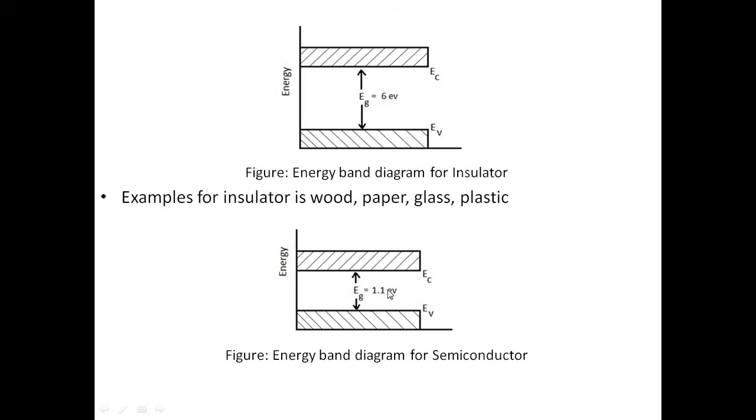The energy gap, or the forbidden energy gap, in case of a semiconductor is 1.1 electron volt. And the best examples for semiconductors are silicon and germanium. These are the two popular materials which are used to manufacture semiconductor devices. Each one has its own advantages and disadvantages, but the most popularly and widely used material is silicon.